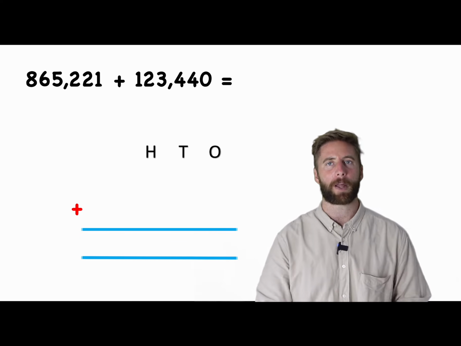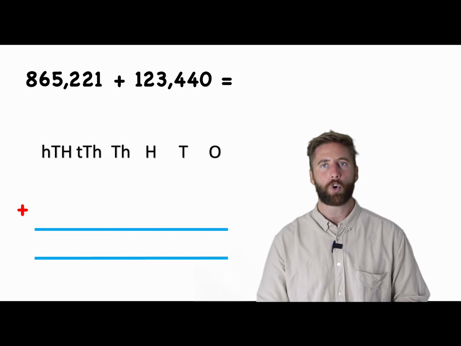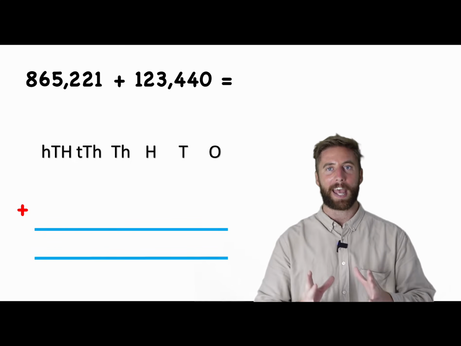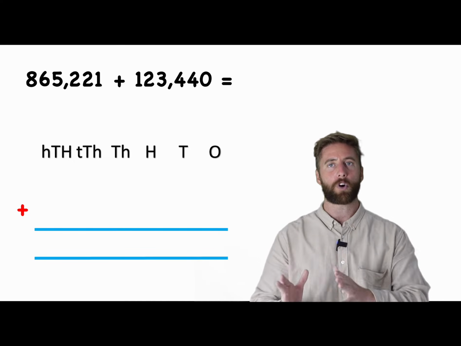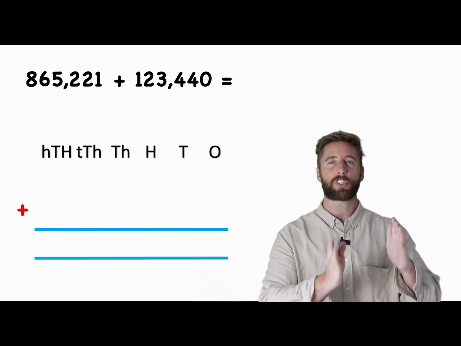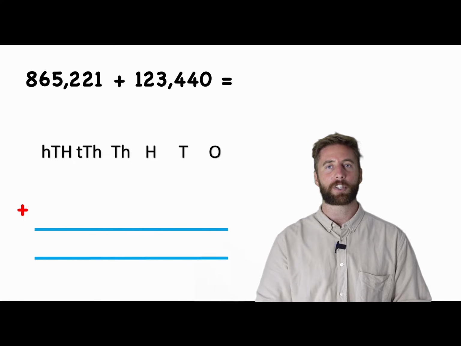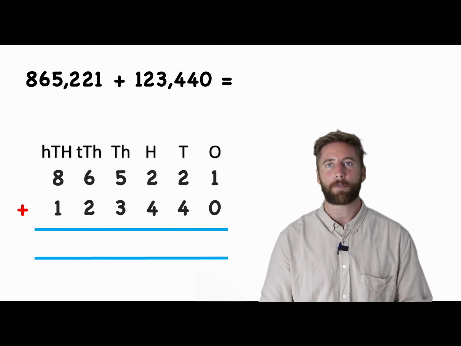Let's set it up in our place value chart just like before. All we now need to do is add some extra columns. So instead of just having 1s, 10s and hundreds, we're now going to have 1s, 10s, hundreds, thousands, 10,000s, 100,000s. Okay, let's lay up our numbers just like before. Excellent, and we're ready to begin.